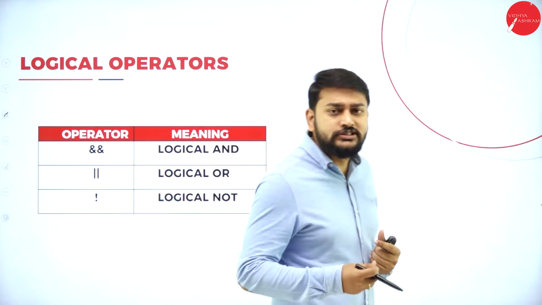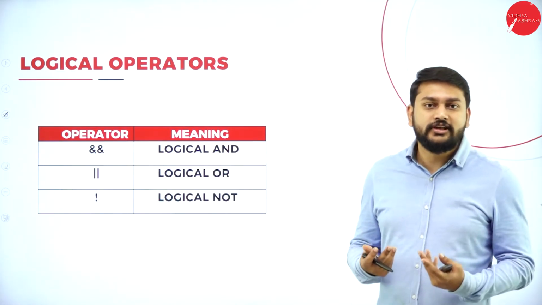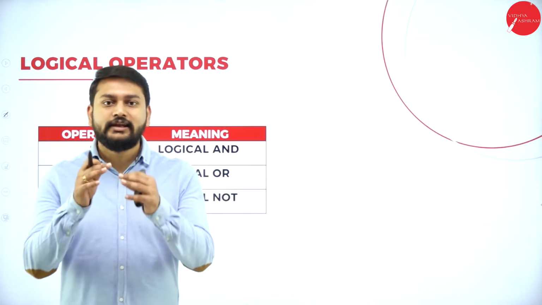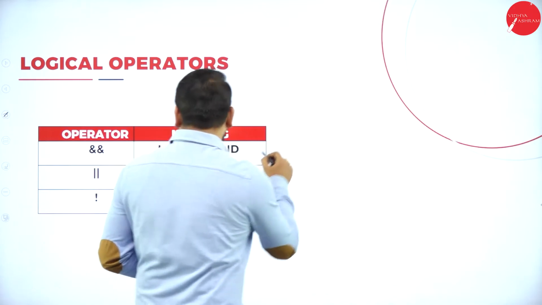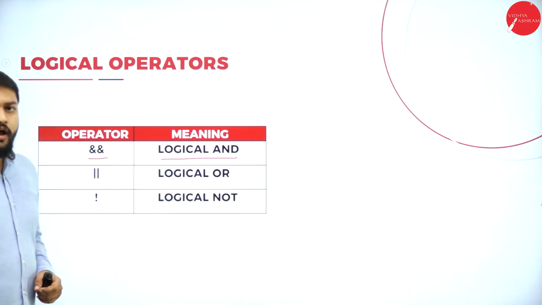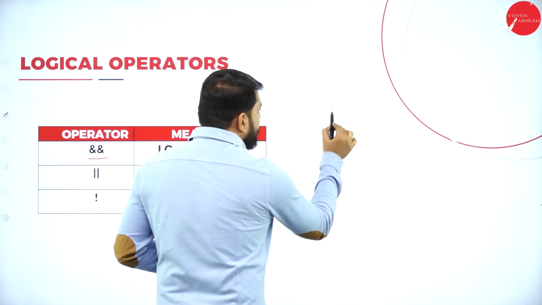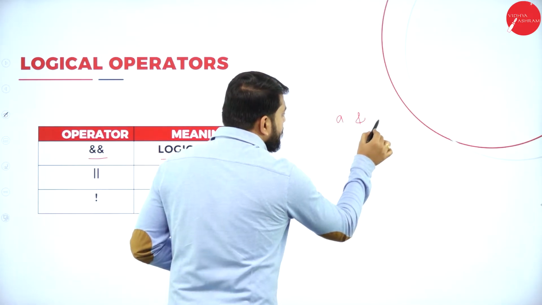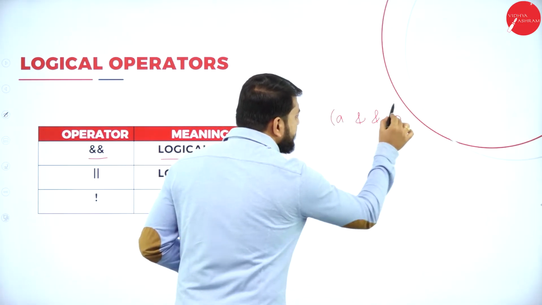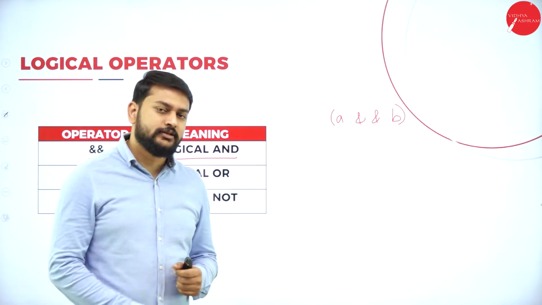How do we use this logical AND? Why do we use this logical AND? Why do we use this logical OR? Why do we use this logical NOT? Let's understand this in detail. So fine, let's start with the first one, logical AND. When I say logical AND, please understand, I will be writing like this, alright? So A ampersand B. What exactly is this?